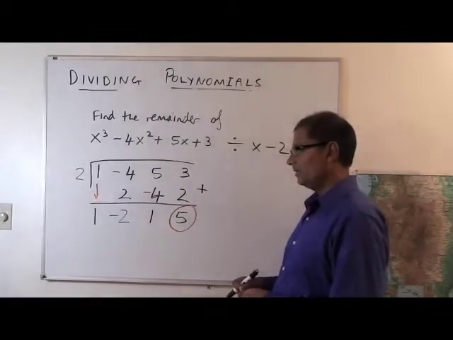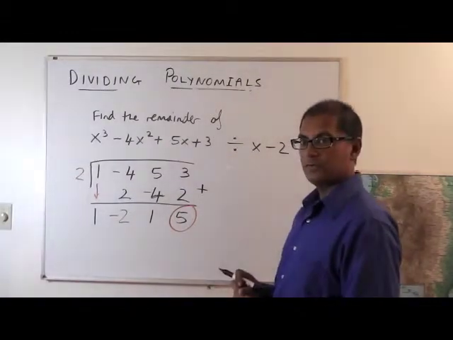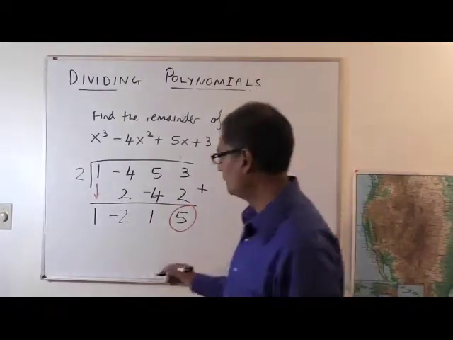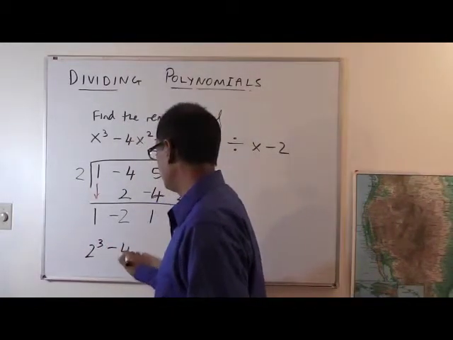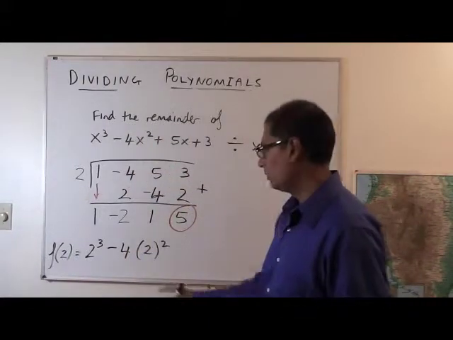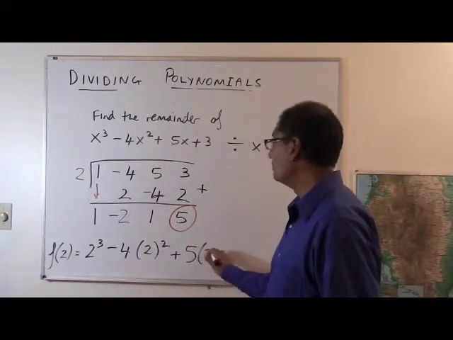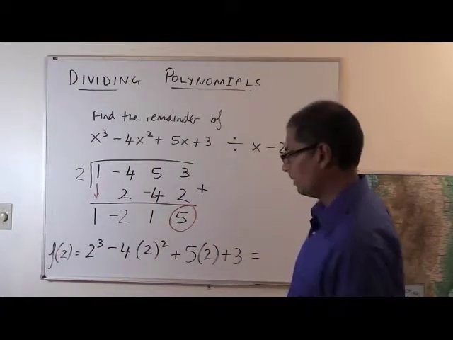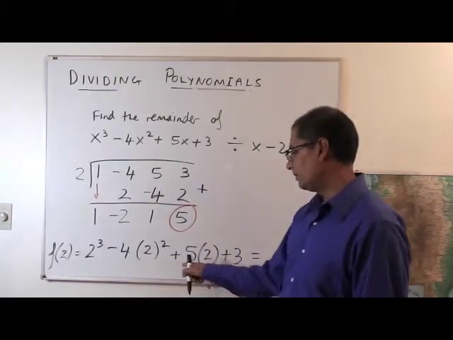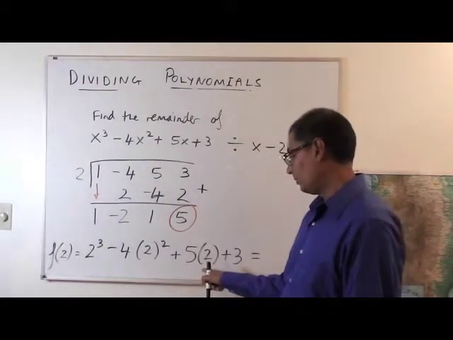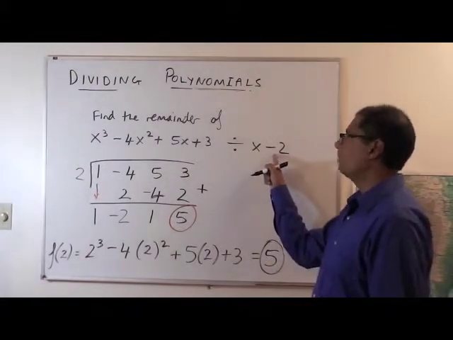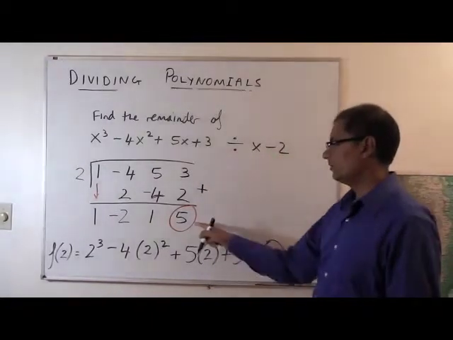So according to our theorem, if I plug 2 into this function, I should get my remainder as well. So f of 2 equals 2 cubed minus 4 times 2 squared plus 5 times 2 plus 3. Let's work this out. We get 8 minus, this is 4 times 4, so 8 minus 16 is minus 8. Minus 8 plus 10 is plus 2, and plus 2 plus 3 is 5. So this is my remainder. So two ways to find the remainder: plug the opposite sign into your function, or do the synthetic division and the last number is your remainder.